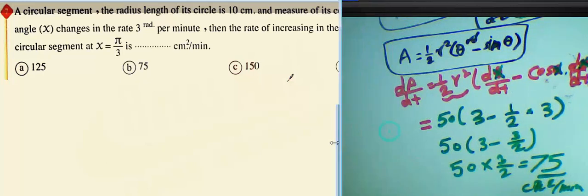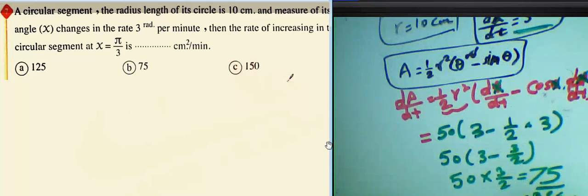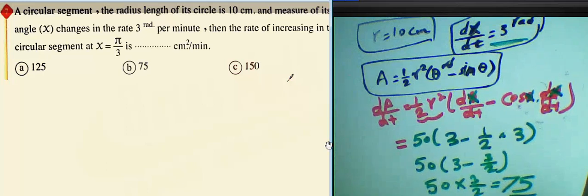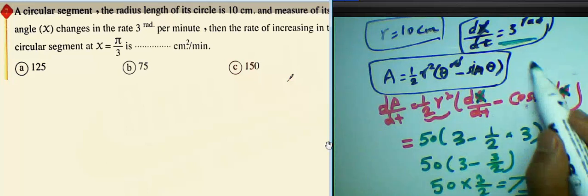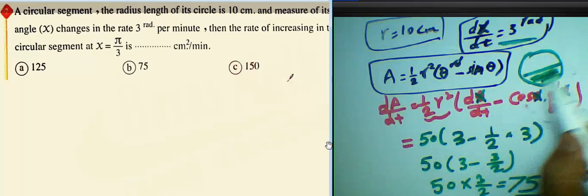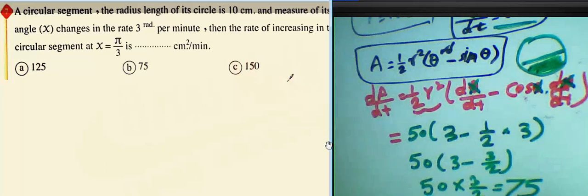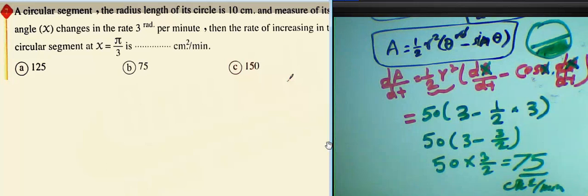Understood? We find the result here in the example. First, write the rule for the area of a circular segment: half r power 2 multiplied by theta radian subtract sine theta, and the derivative of area with respect to time equals half r power 2 multiplied by dx over dt subtract cosine x multiplied by dx over dt, and then the result will be 75 square centimeter per minute.